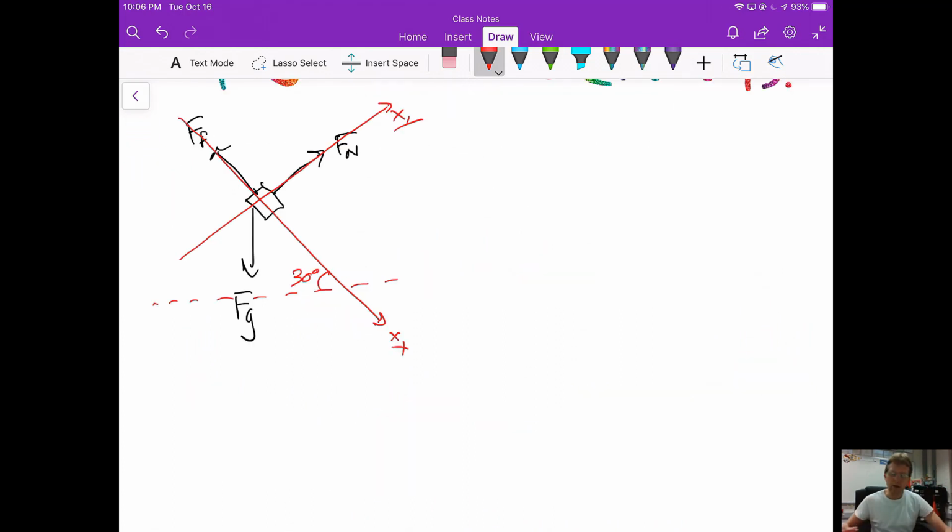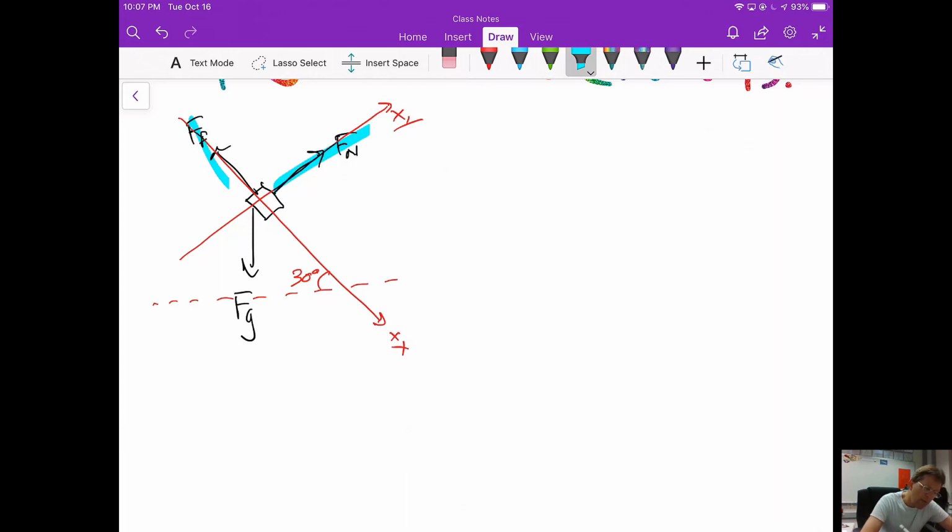Okay, I redrew the free body diagram and put my axis directly on top of it. And notice that my x-axis is along the ramp. So my x-axis makes a 30-degree angle to the horizontal, because we said that the ramp was at a 30-degree angle to the horizontal. So now look at this diagram and see that Fn only points in the y direction. Ff only points in the x direction.